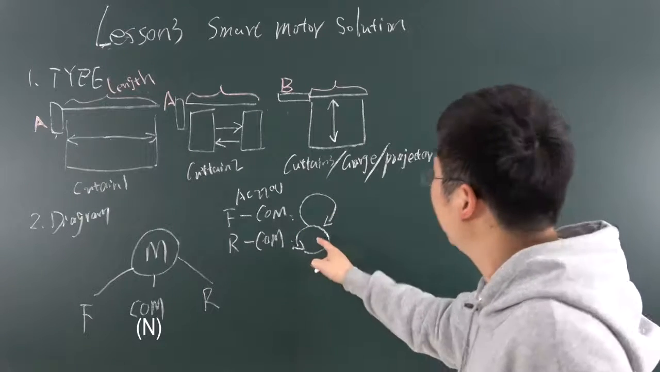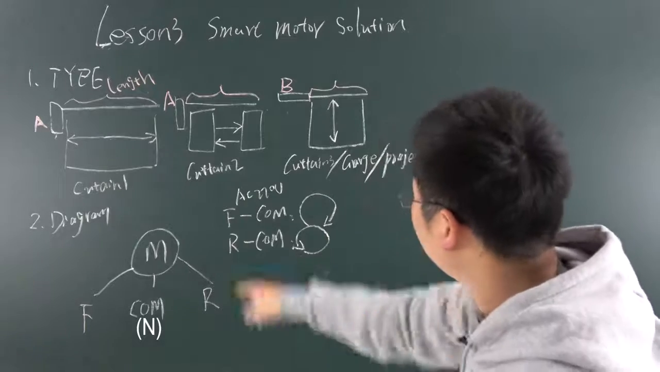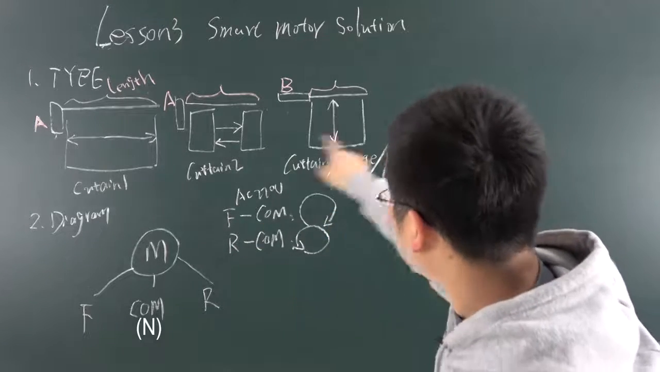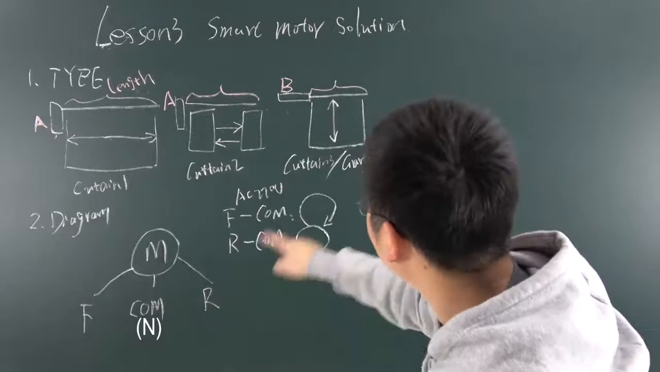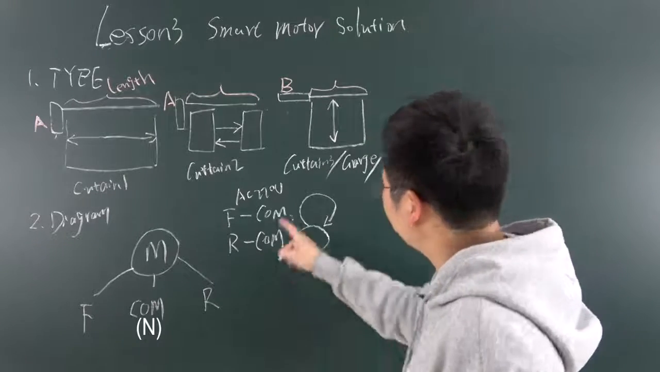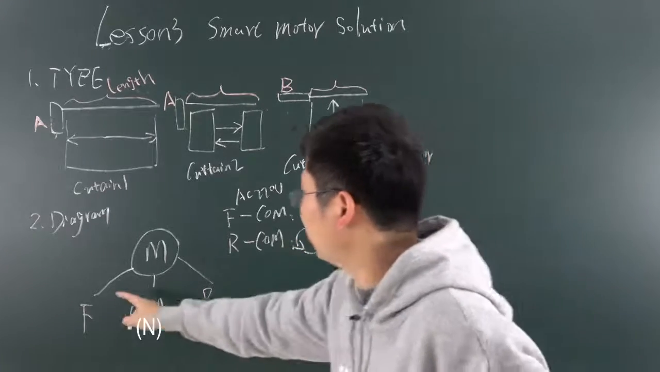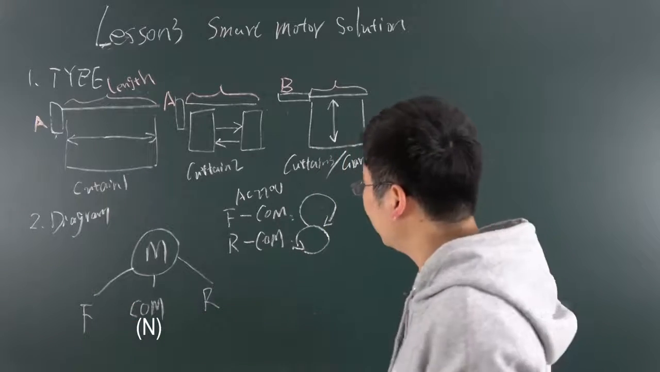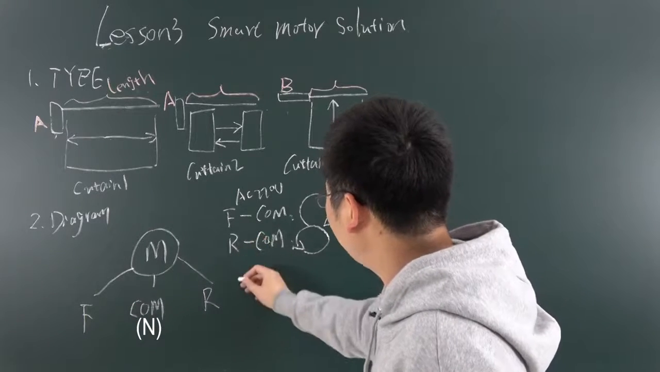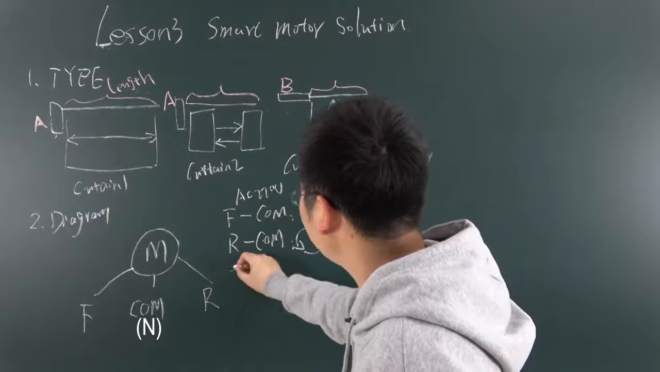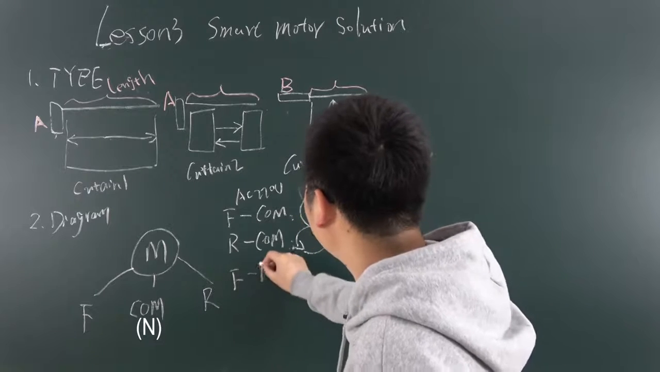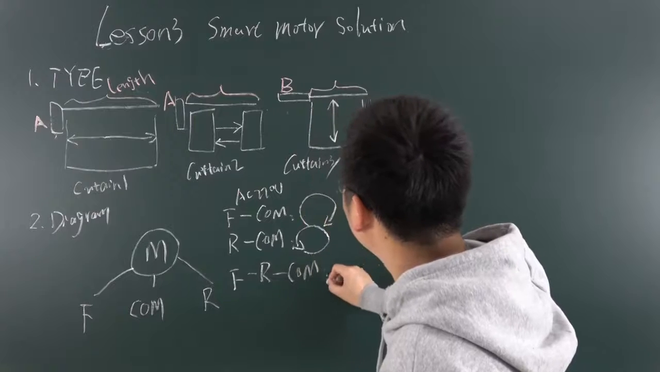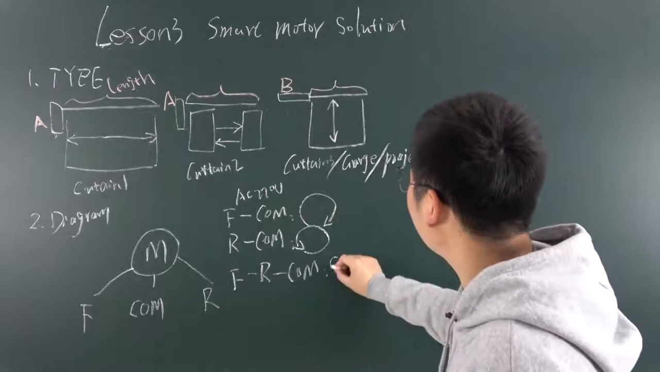This direction is reverse, and this is forward, and this is reverse. So there are two directions, just give the power to the F point or the R point. And the third, if the F and the R are both connected to the COM, the motor will stop.